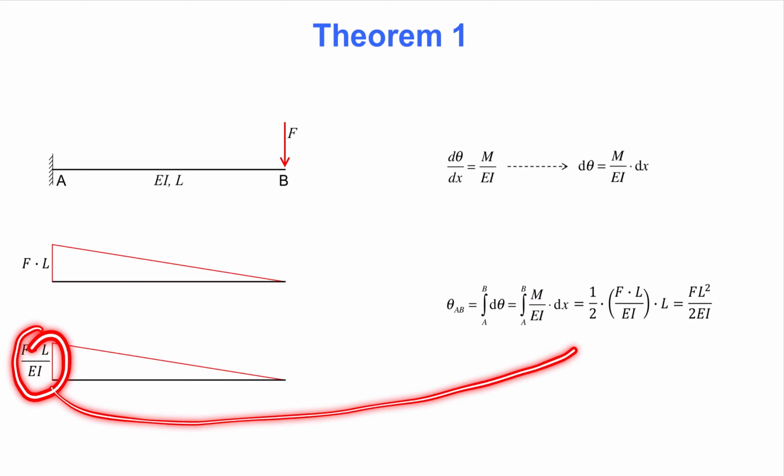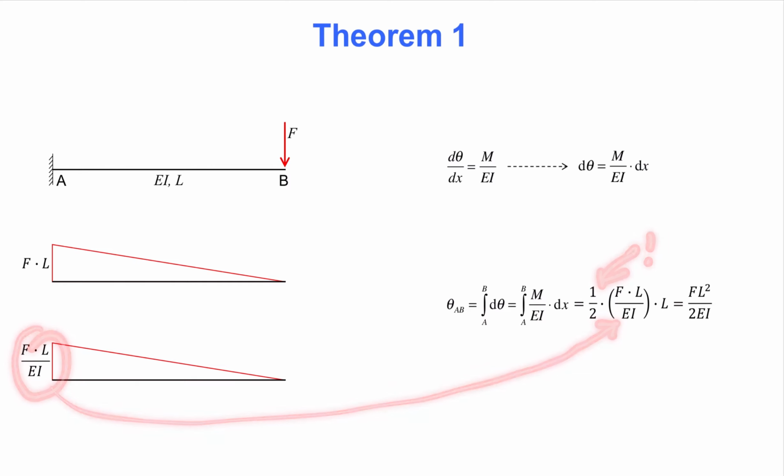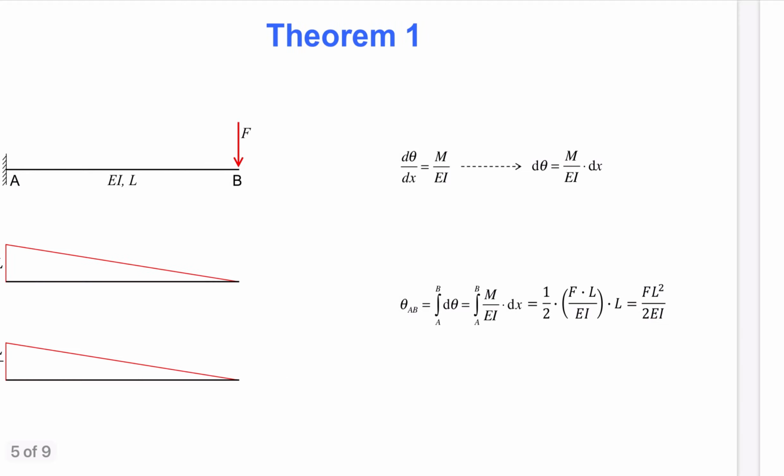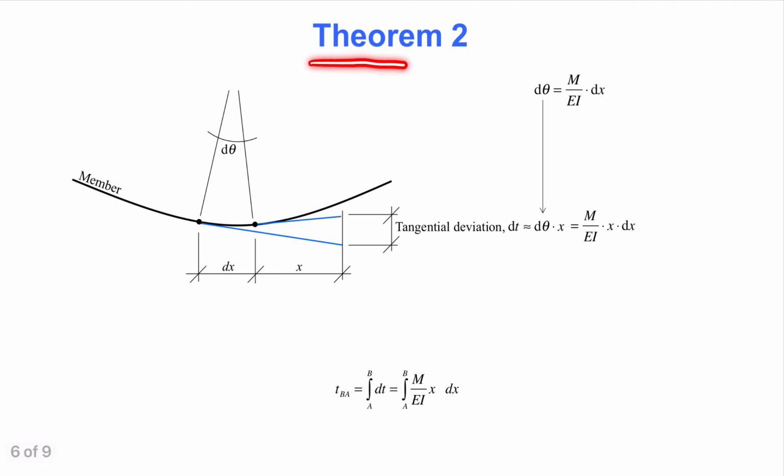Because of the triangular shape, we have a factor 1/2 in order to determine the area of the curvature diagram. The result is the change in rotation between A and B because the rotation at A is known to be 0. Because the beam is completely fixed there, the result of the integration is actually the rotation at B. The first theorem of the moment area method is here showing us that the rotation at the tip of the cantilever is FL²/2EI. On the next slide, we start thinking about finding displacements.